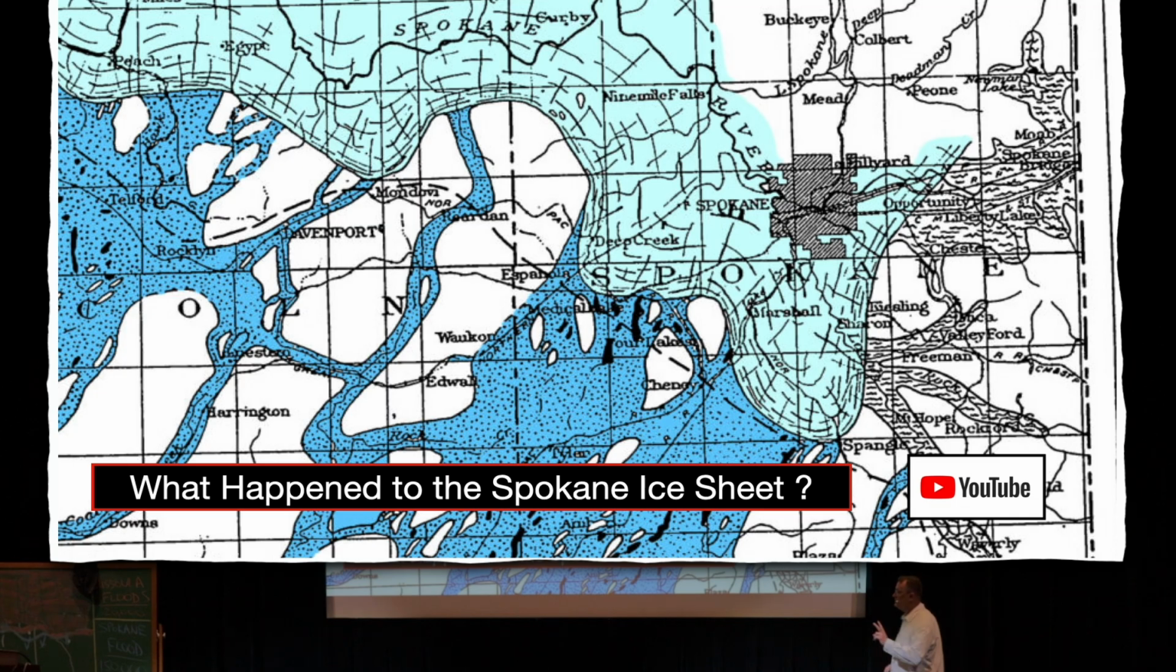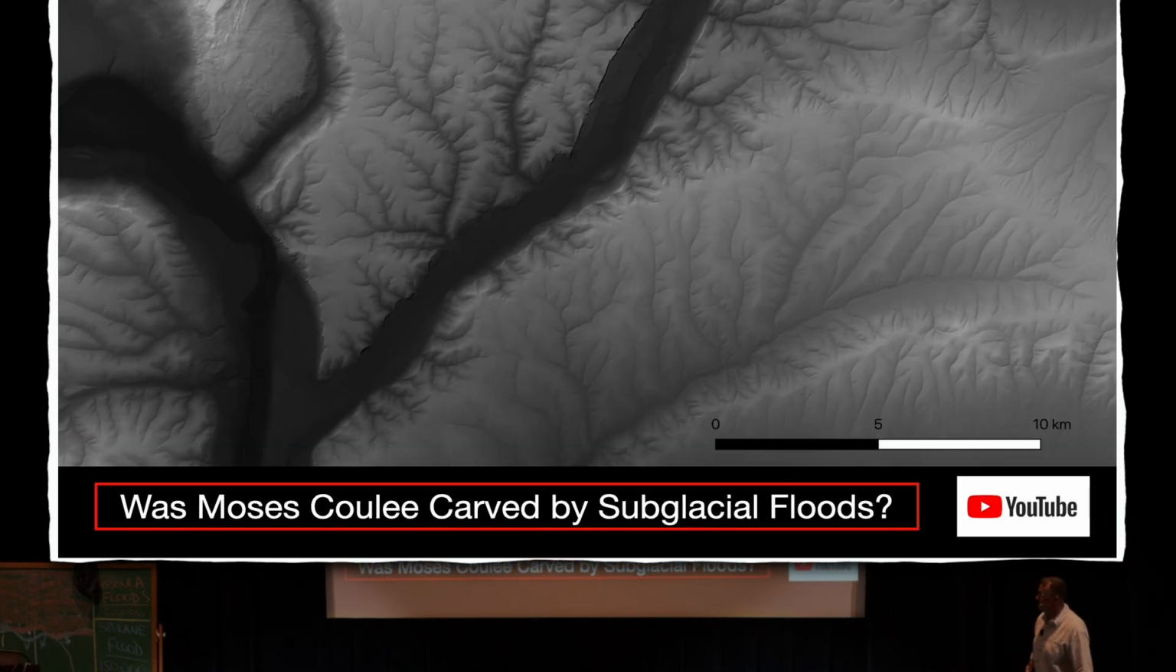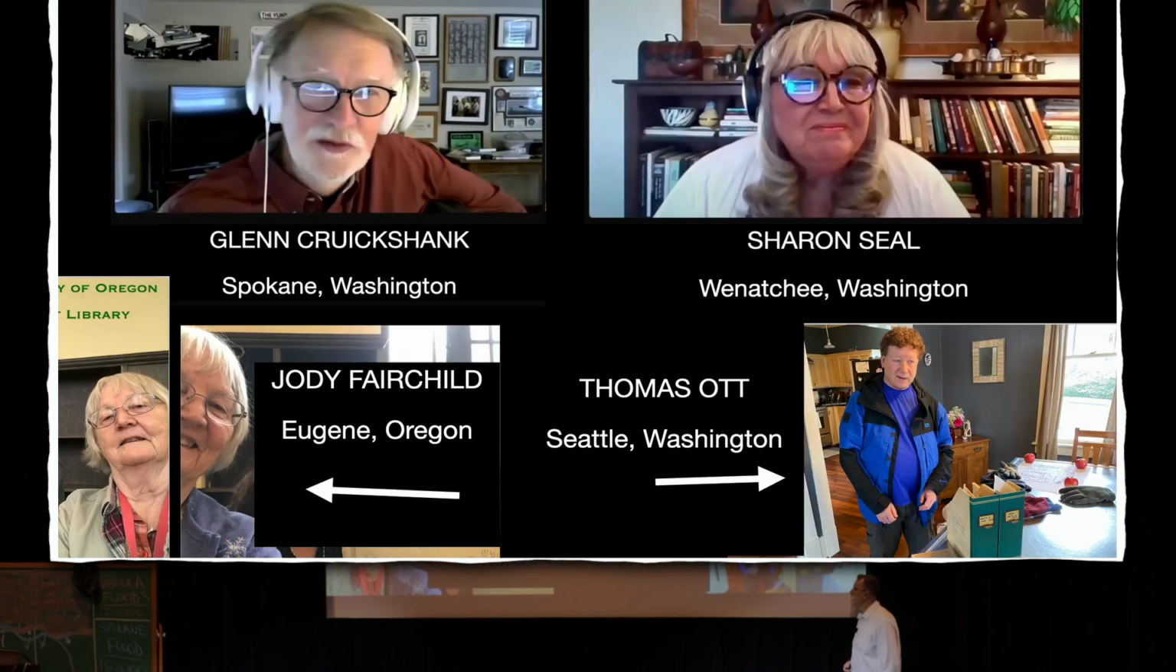And so we look back two nights ago to our first lecture here in the auditorium, what happened to the Spokane ice sheet. The following night, which was last night, Bretz's Spokane flood and the Missoula floods, and the wrap-up tonight. The end of the trilogy was Moses Coulee carved by subglacial floods.